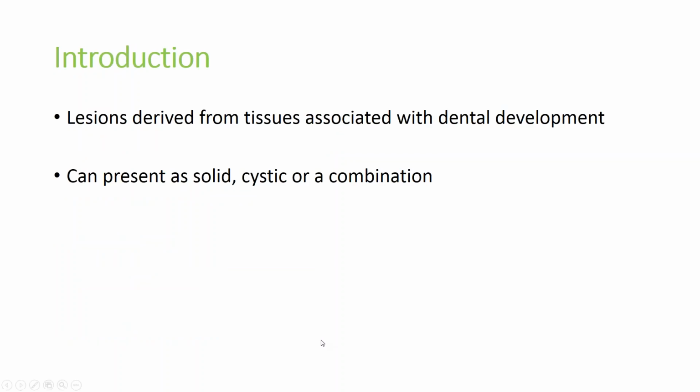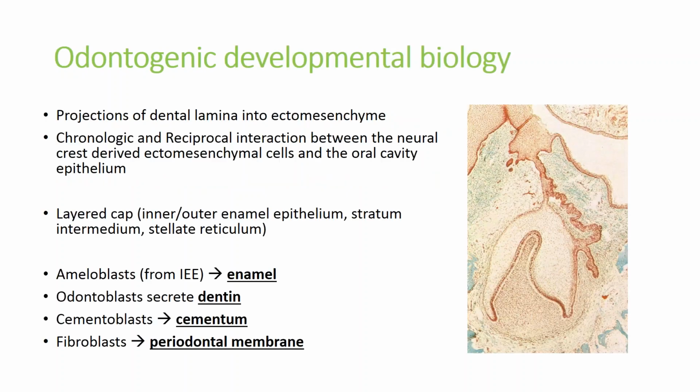So these are lesions that are derived from tissues which are to do with teeth development and present in the jaw most of the time. You can see any of those pictures previously shown. How does the tooth develop? So we've got dental lamina, which then tips into the ectomesenchyme. There is a timeline and a reciprocal interaction between the neural crest derived mesenchymal tissue and the overlying oral cavity epithelium, which determines when teeth come out, when teeth develop, and how they develop.